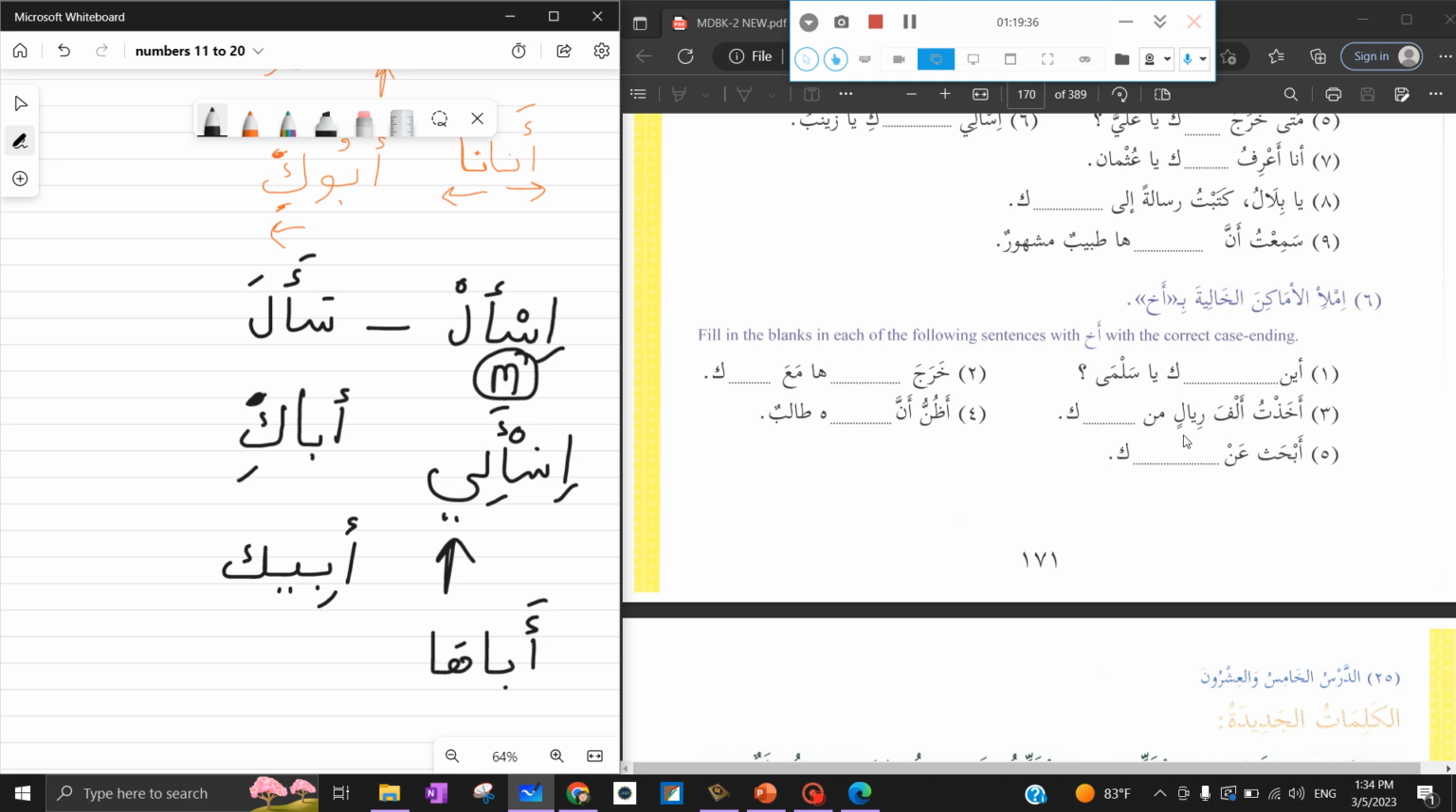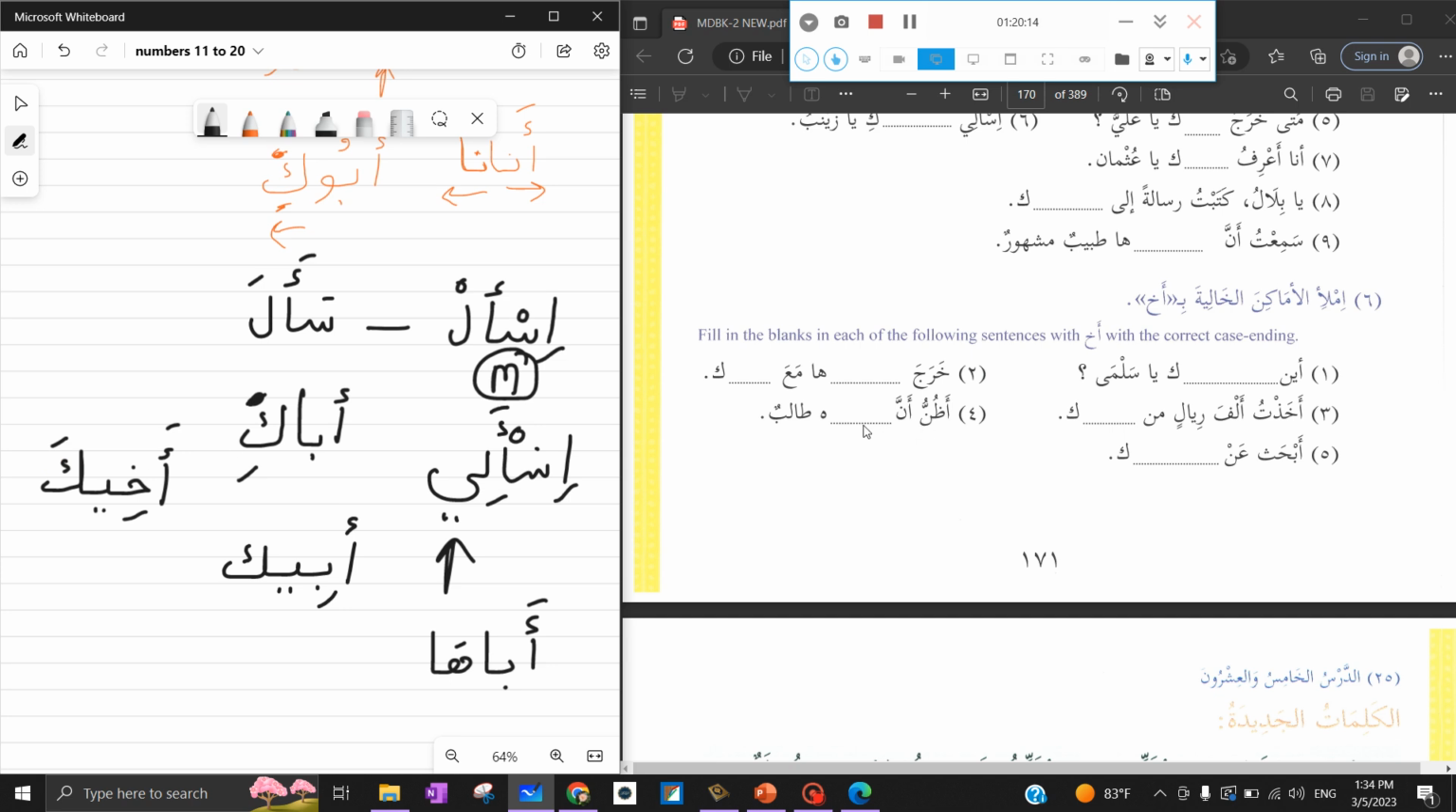Akhastu alfa riyalin. Akhastu means I took. Alfa riyalin means 1,000 riyals. And the structure of alfa riyalin is mudaf and mudaf ilayh. Fail, fail, maful bi, it can change the haraka. Since it is an idafa construction, riyalin is mudaf ilayhi. Min, dash, ka. Min akhika. How will you write akhi? Ya, and ya can be joined from both sides. So akhika.